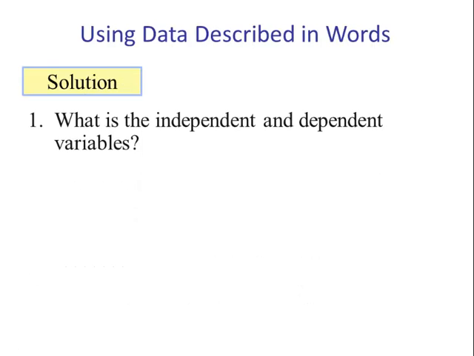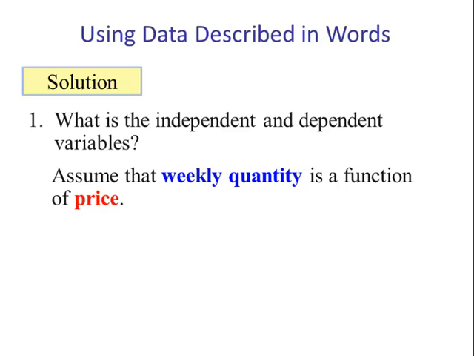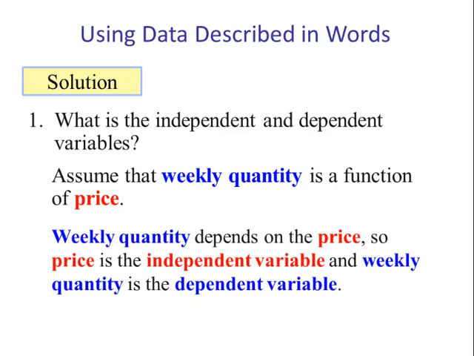Solution. Number 1. Assume that the weekly quantity is a function of price. That tells us what is the independent and what's the dependent variables. A function of price means price is the independent variable and weekly quantity is the dependent. So we would say weekly quantity depends upon price. So price is the independent variable and weekly quantity is the dependent variable. As an ordered pair, price, which is measured in dollars, comma, weekly quantity.